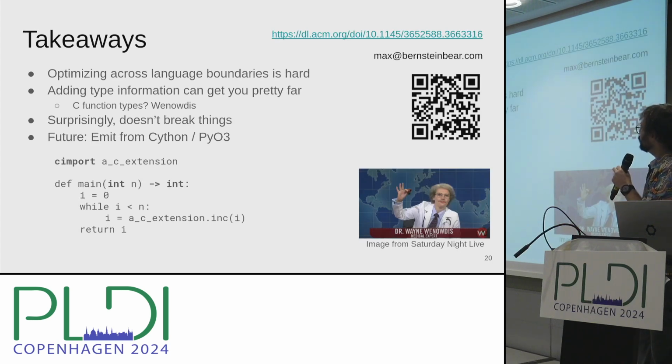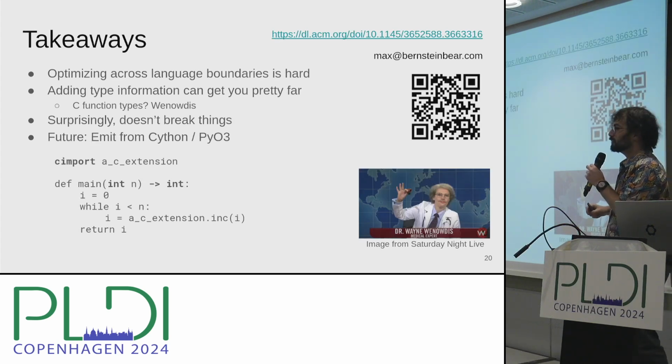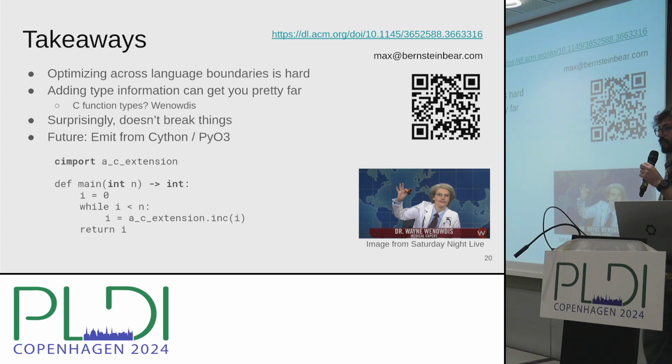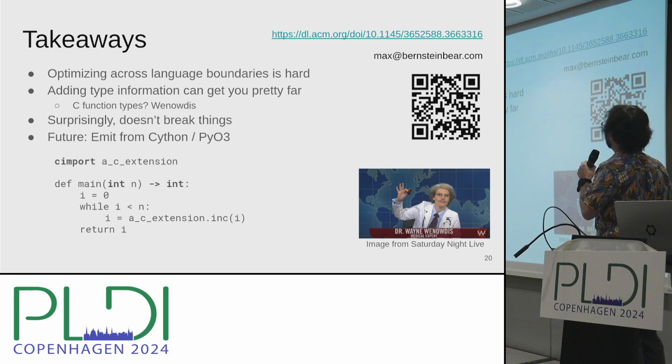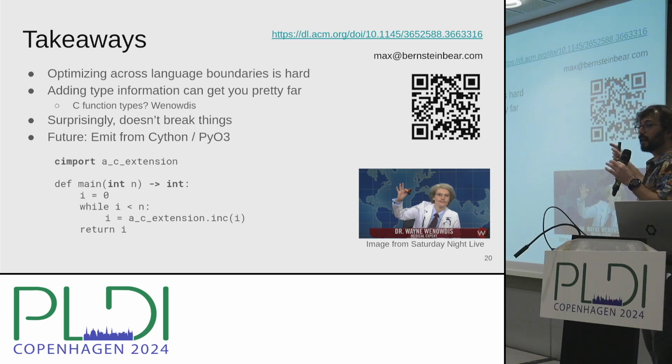So the takeaway from all of this is that optimizing across language boundaries is hard. Raphael knows that as well as anybody. And if you just add type information, you get a lot. You get a lot of mileage out of a couple of annotations. And it doesn't break a lot. The first implementation had one or two bugs, and it's only 60 lines of code, it turns out, and it doesn't break very much.